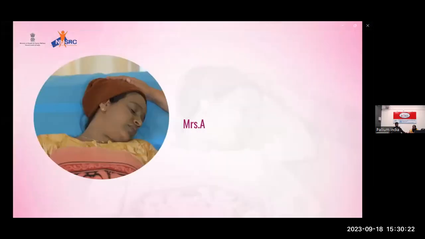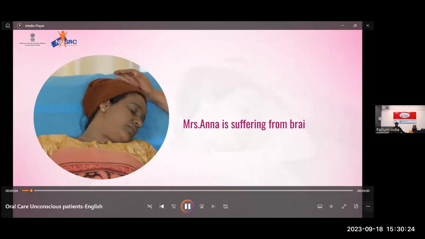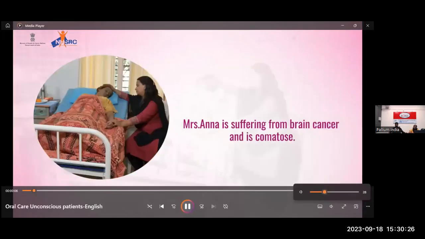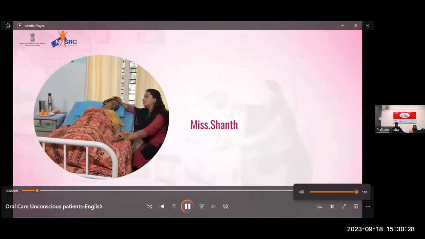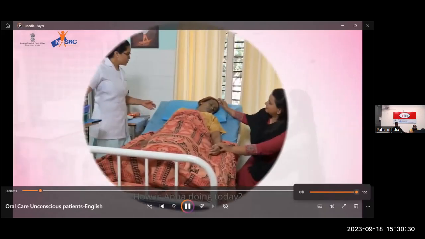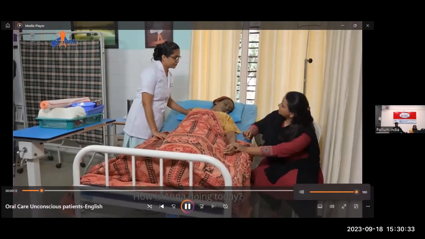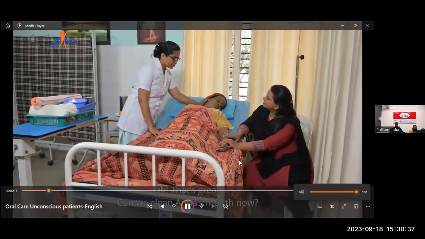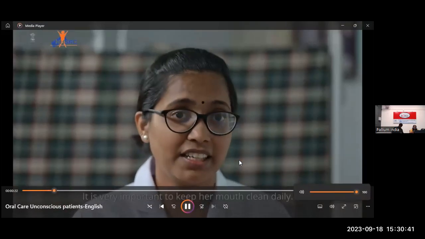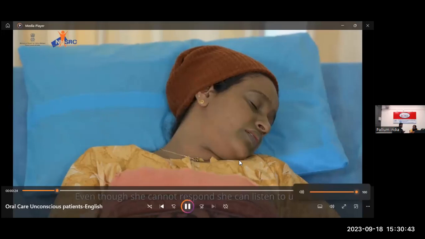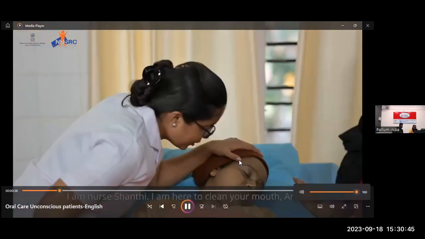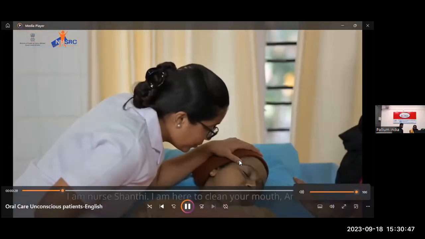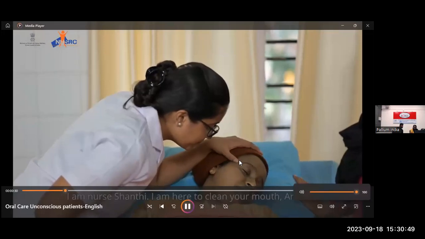Patient: Mrs. Anna is suffering from brain cancer and is comatose. Mrs. Sophia is her caregiver. Miss Shanti is the attending nurse. How is Anna doing today? She slept well yesterday. Oh, that's great. Can we clean Anna's mouth now? It is very important to keep her mouth clean daily. Even though she cannot respond, she can listen to us. I am Nurse Shanti. I am here to clean your mouth, Anna.